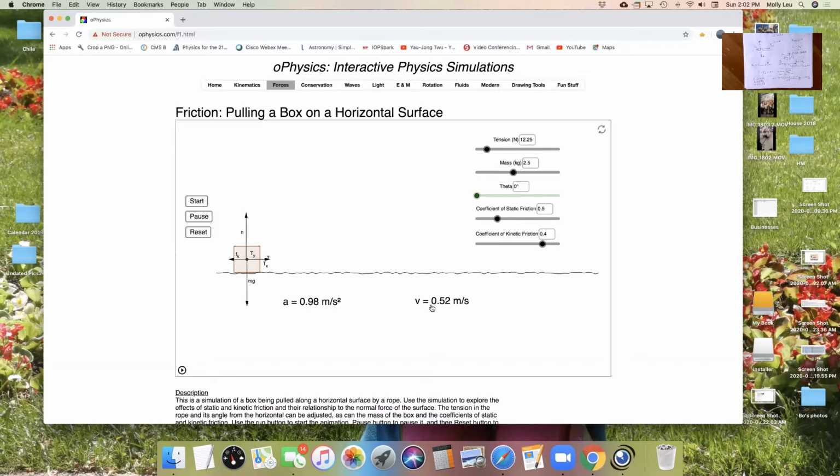Where does this speed come from? Well, our kinematic equations. The object is starting from rest, so the final speed will be 0 plus 0.98 times t.